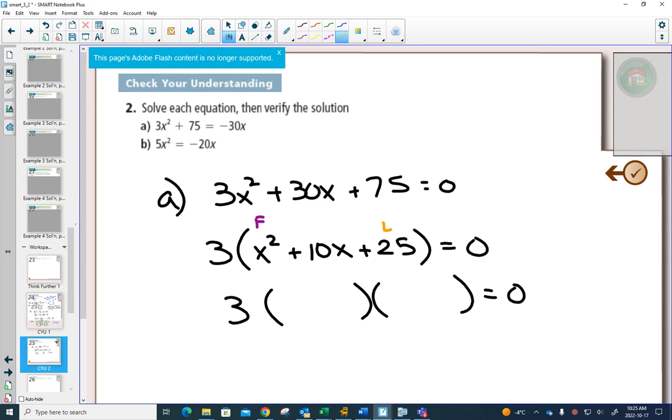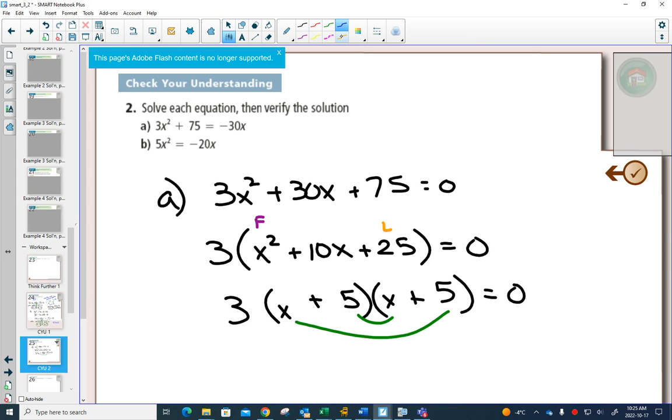So now I've factored out that 3. The x squared, that's easy. It has to be x and x. The 25, to make 10, I'm going to think about my outside and my inside. Can you see 5 and 5 would work? And so to get a plus 10, they don't both have to be plus. I do a quick multiplication. Sure enough, it works.